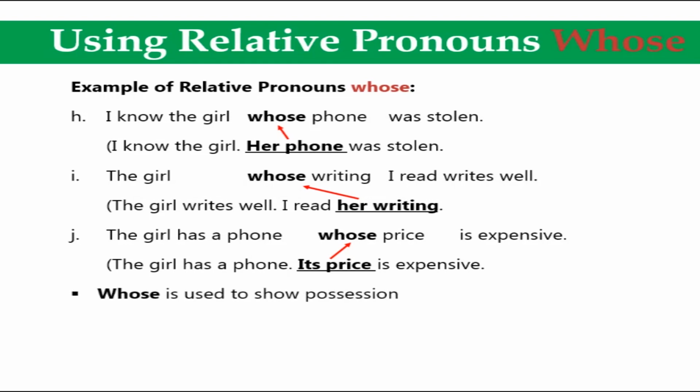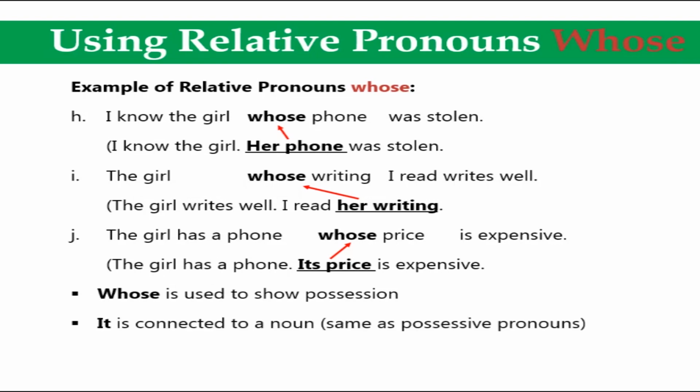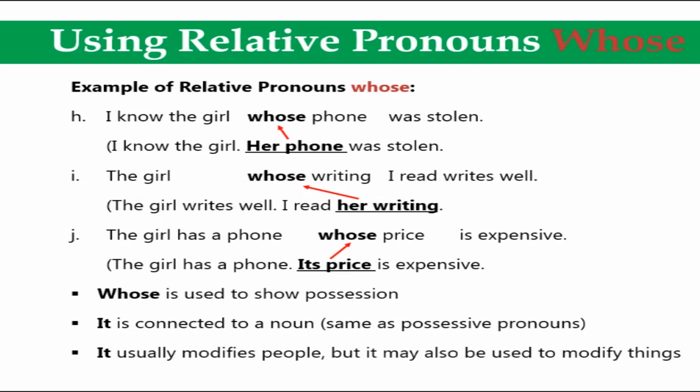Here are some important notes. Whose is used to show possession or belonging. It is connected to a noun, same as possessive pronouns. It usually modifies people, and it may also be used to modify things as well, just like example J.